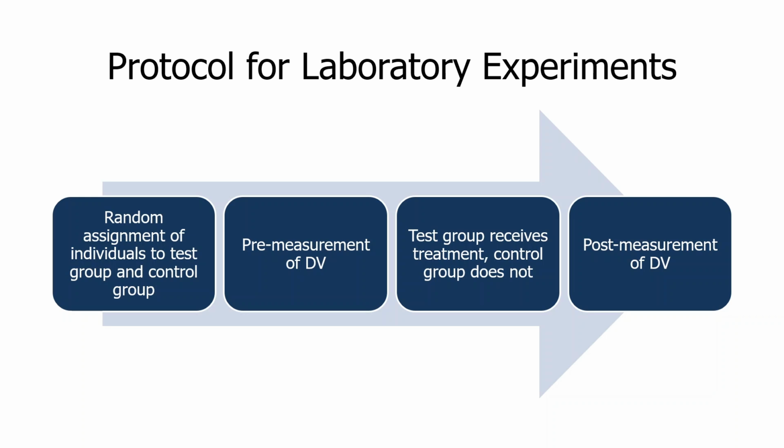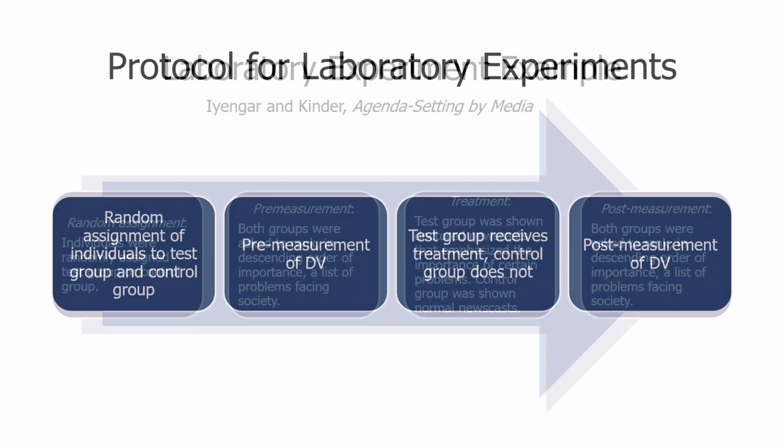The test group receives the treatment, the control group does not. Then you post-measure the dependent. Any difference between the groups on the dependent, net of any other changes that occurred in the control group, can be attributed to the intervention, that is, the independent variable.